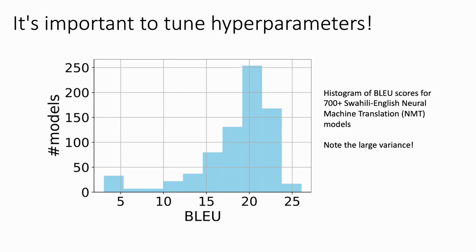Hyperparameters are important. This figure shows BLEU scores for more than 700 NMT models we have trained before. Those models vary only in hyperparameters. There is a large variance in BLEU, which motivates the importance of hyperparameter tuning.